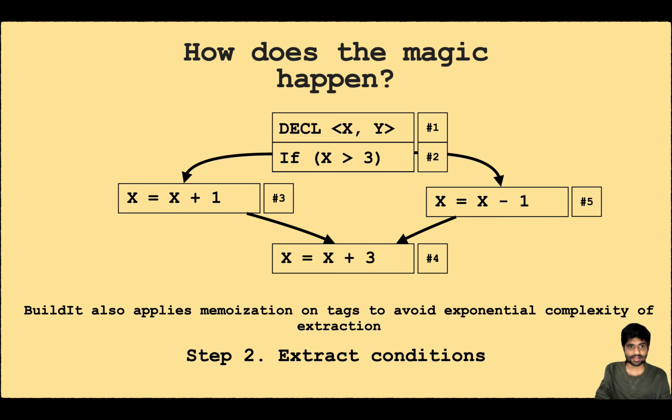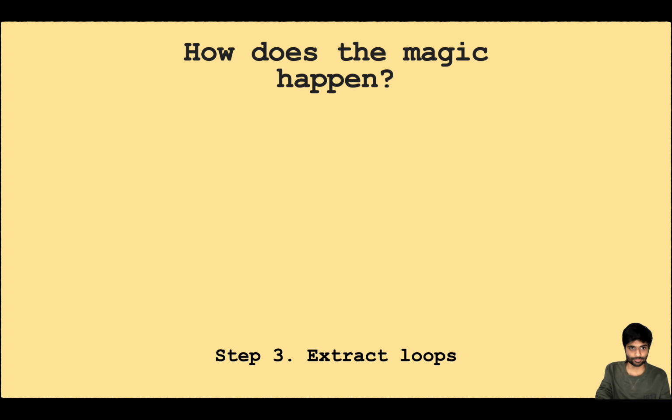BuildIt also applies memoization and early merging to avoid generating duplicates in the first place. This helps BuildIt in reducing the extraction complexity from exponential to polynomial. Finally, we will see how to deal with loops.